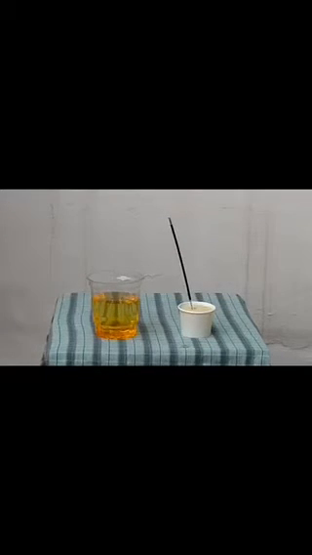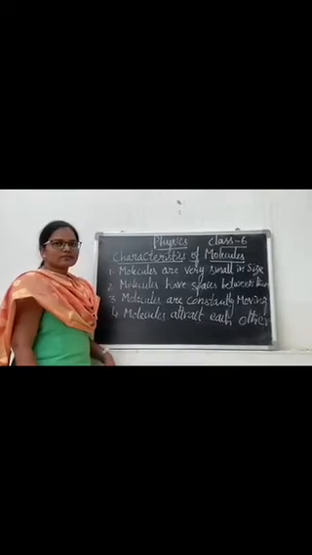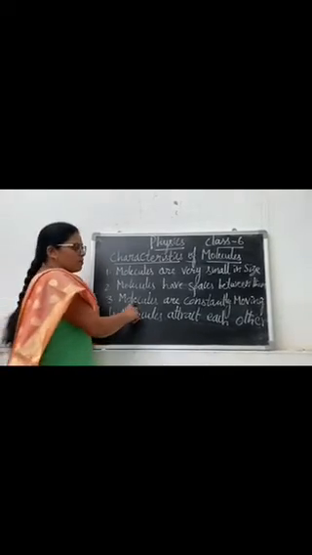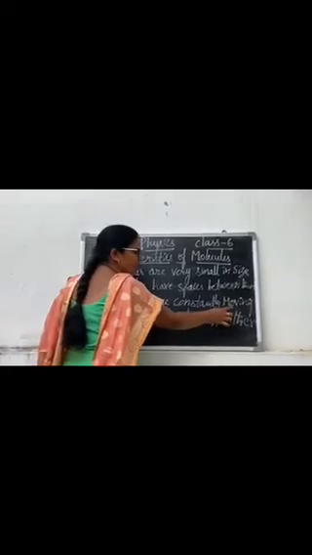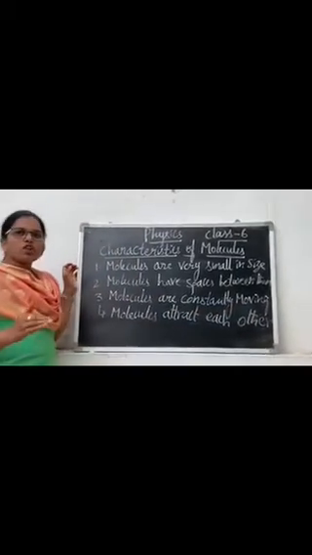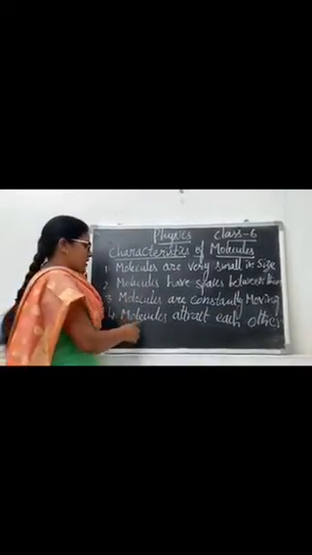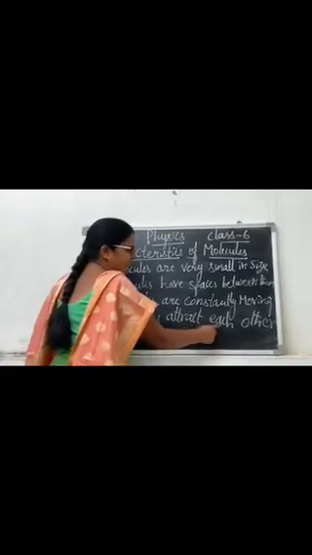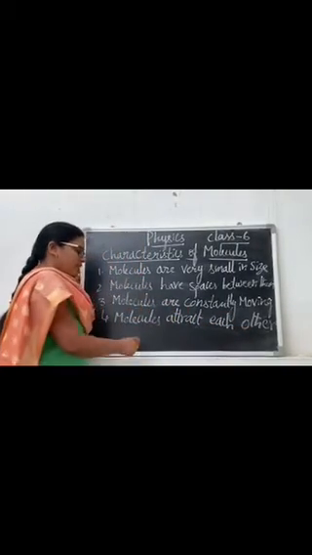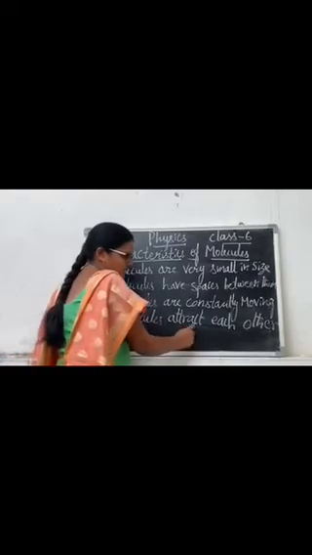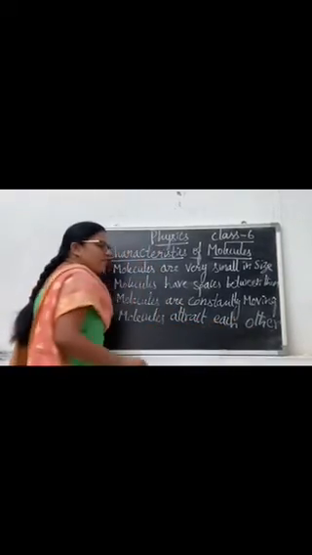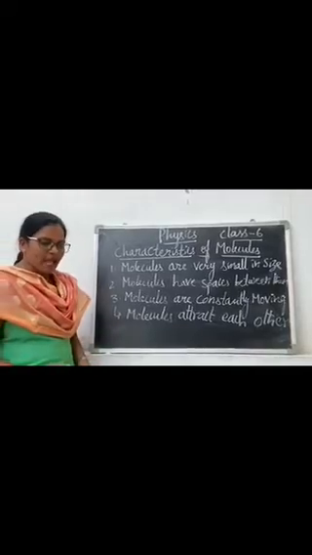Now, what is the process of mixing up particles of different types known as? Can anyone? It is known as diffusion. This proves that molecules are constantly moving. Now, let's move on to the fourth characteristic. Molecules attract each other. I repeat, molecules attract each other. We will prove this by doing simple activities.